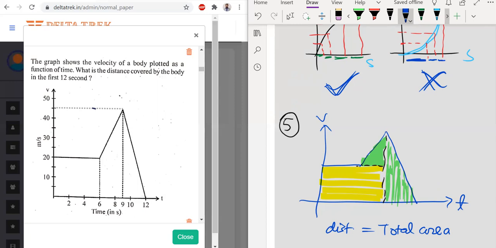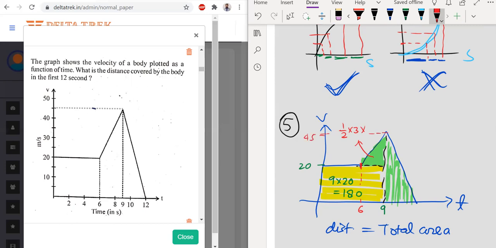So let's see this one. How much is till this point? This point is 9. You can see in the figure this point is 9. What is this height? It is 20. So this will be 9 into 20. How much? 180. Now this area, this one is half into base. How much is this point? It is 6. So base is 6 to 9, that is 3 into height is 20 to how much? 45.